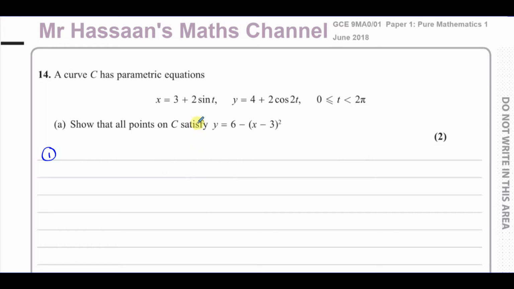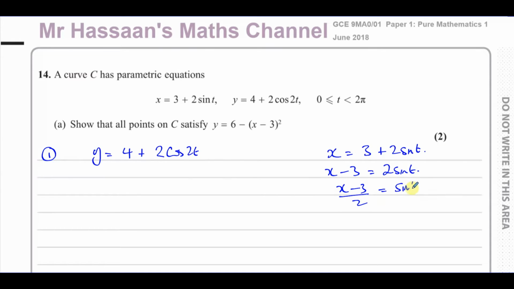So I'm going to start off, as it looks like it's not too difficult to actually form the Cartesian equation itself and show that it becomes this. So I'm going to start off by writing y equals 4 plus 2 times cosine of 2t, and I'm going to write sine t as the subject of this equation here. So I'm going to rearrange this to make sine t the subject of this formula. So you have x equals 3 plus 2 sine t. So I'm going to take away 3 from both sides, and then I'm going to divide both sides by 2. So x minus 3 over 2 equals sine of t.